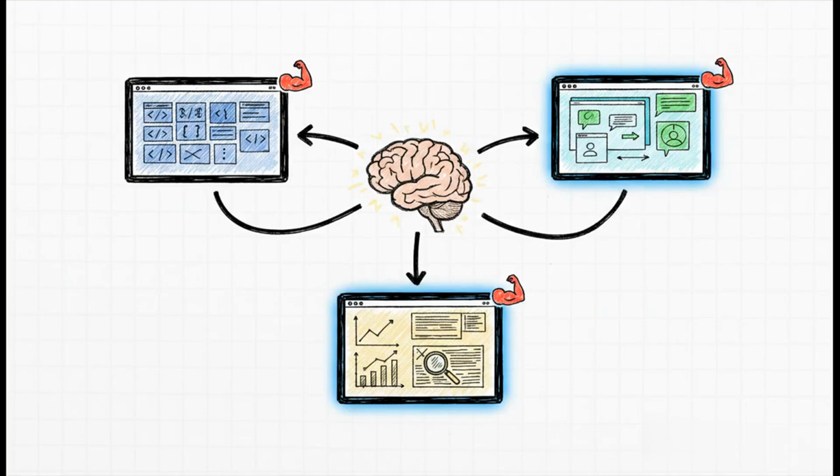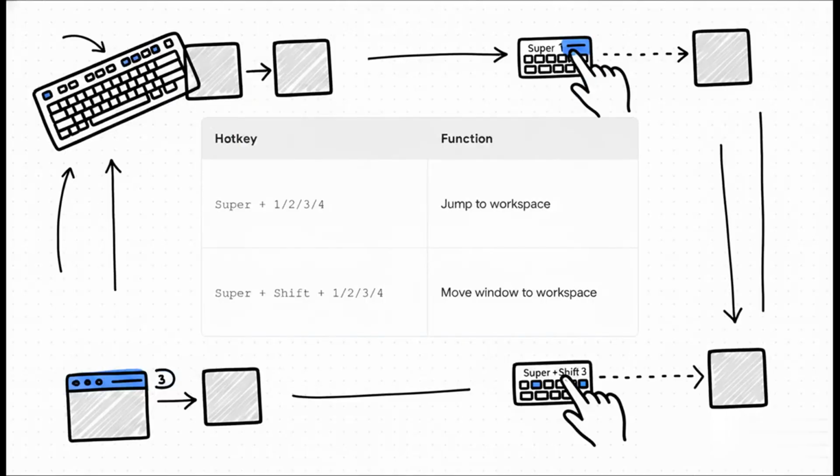We're not just talking about a few extra empty desktops. We're talking about dedicated, task-focused environments. You might have one for all your coding, another one just for communication, and a third for research. Each one is perfectly organized and waiting for you. And bouncing between these contexts is completely effortless.